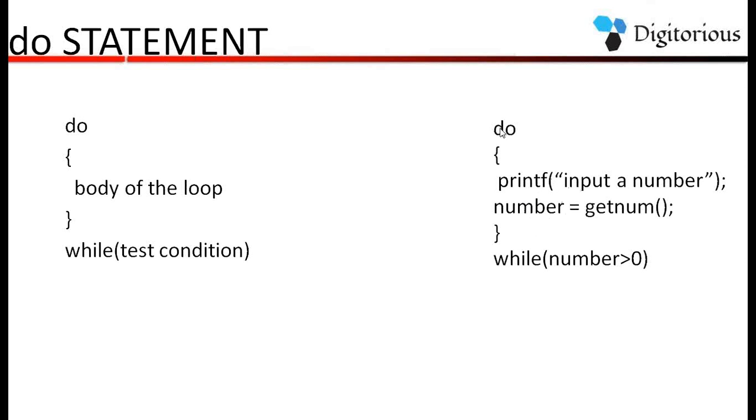As soon as the compiler encounters the do keyword, it will start executing both of these statements. Once both of these statements have been executed, it will check the testing condition. If the testing condition evaluates to true, it will again execute both of these statements and follow the same pattern until this condition, number greater than 0, evaluates to false. That means in either case, the statements are going to get executed at least once before the testing condition is checked. That's how the do statement works.